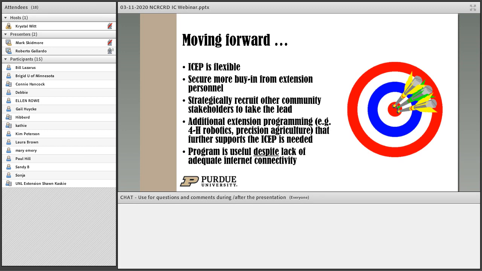Moving forward, don't think, oh my God, I have to do the whole thing. Well, if you see a part of it that may help in another project that you're doing or program, I think the program lends itself to do that.